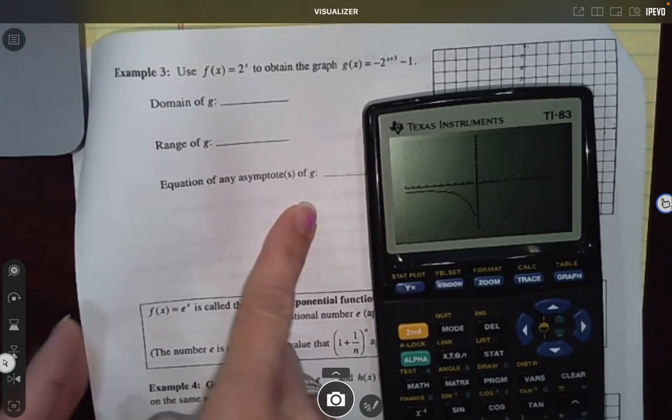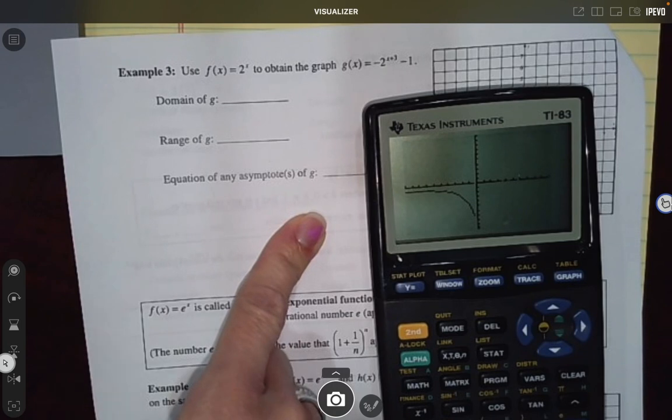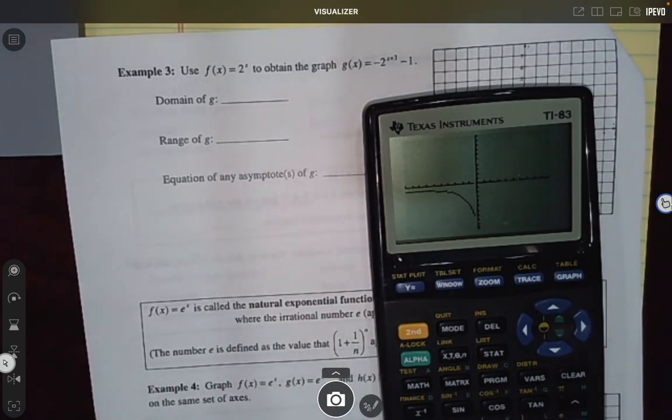Your asymptote, we haven't learned that yet, but it's just that line right here. Where does it not come to? This line right here is an asymptote. So you would put y equals -1 is the equation of your asymptote. Okay, we will learn that next year a lot more.